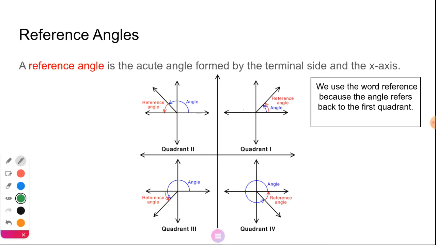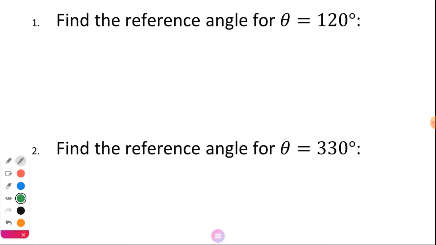Okay, so let's look at two examples together. The first one, we want to find the reference angle for 120 degrees. So the very first thing you want to do is determine which quadrant 120 degrees is located in. If you look at your unit circle, you're going to find that 120 degrees is right about here, which is in quadrant 2. So here's our angle. The reference angle takes us back to the x-axis, so it's this little piece right over here.